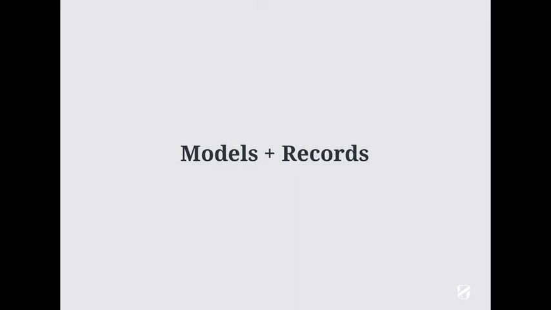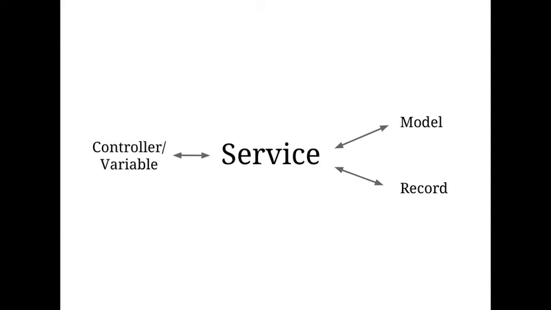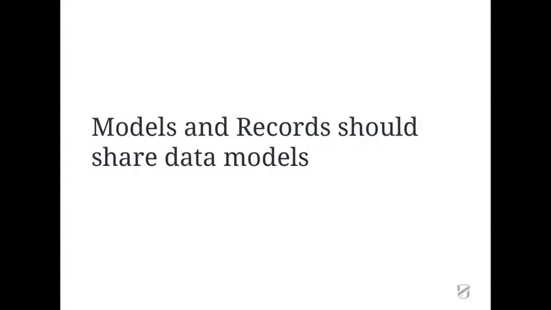So models and records. It's easy to understand what they do. They set up your data models, which is pretty self-explanatory. But then using them in practice can sometimes be a little confusing. So I've been reusing this slide where we have things talking to services, but we're actually going to move the service to the middle a little bit. So your service ends up talking to your models and your records, and spitting that back to your controllers and variables. The difference between these two things is they share data models, so they should both have the same structure.